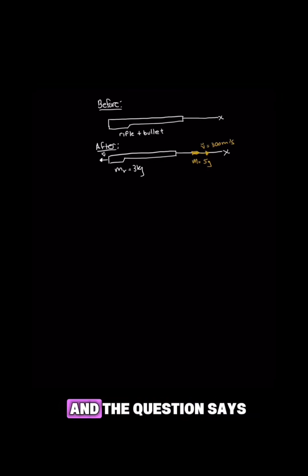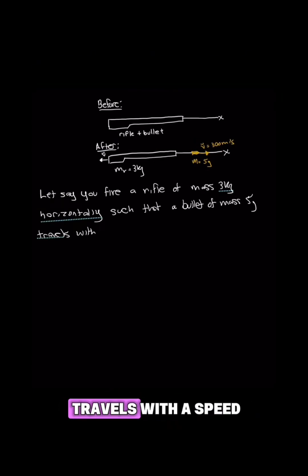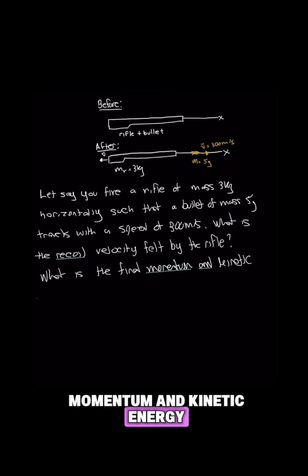Let's say you're given this diagram here, and the question says, let's say you fire a rifle of mass 3 kilograms horizontally. A bullet of mass 5 grams travels with a speed of 300 meters per second. What is the recoil velocity felt by the rifle? Additionally, what is the final momentum and kinetic energy of the rifle and bullet?